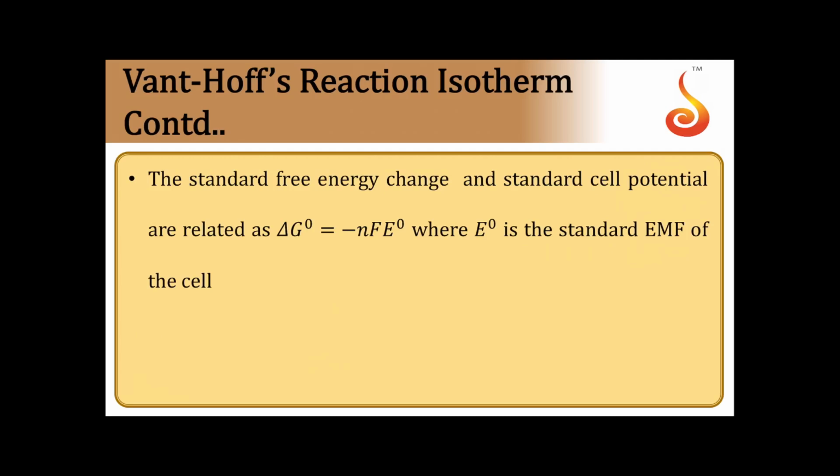Then comes the relation between the standard free energy change and the standard cell potential. The formula is given by delta G naught is equal to minus nF E naught, where E naught is the standard EMF of the cell.